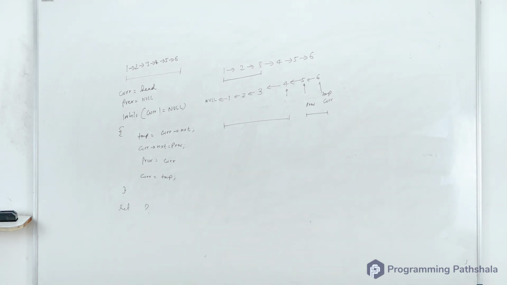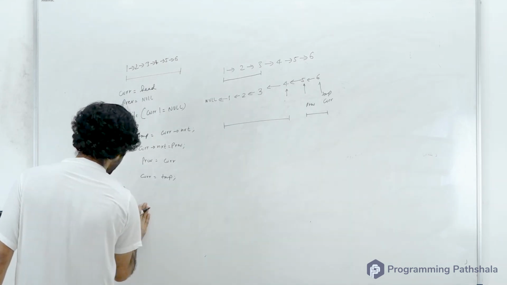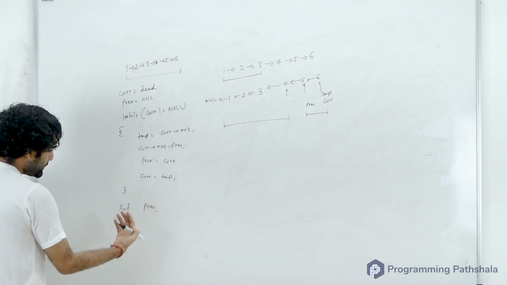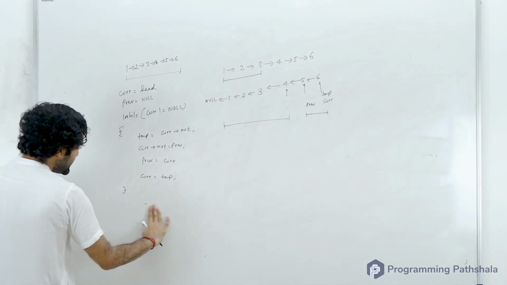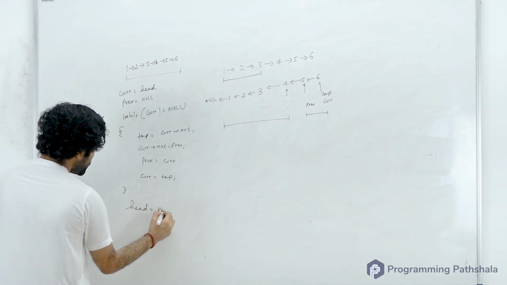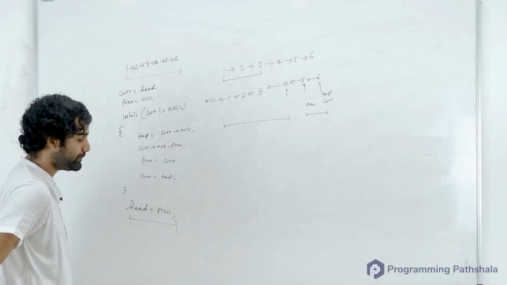No. Current will not be my new head because take a look at the code. The loop only terminates when current becomes null. So my new head will be previous. So what I should do is, I should return previous. So if it is a returning function which is supposed to return the head, return previous. And if it is a void function, then you make your head equals to previous, whatever you want to do. But this last step is extremely important.